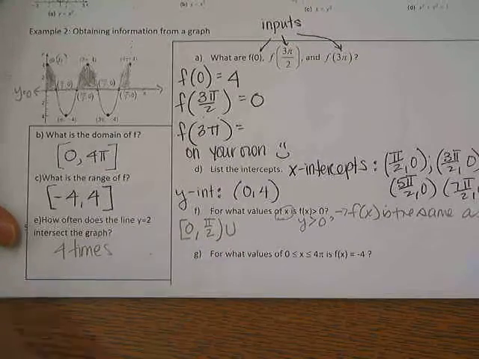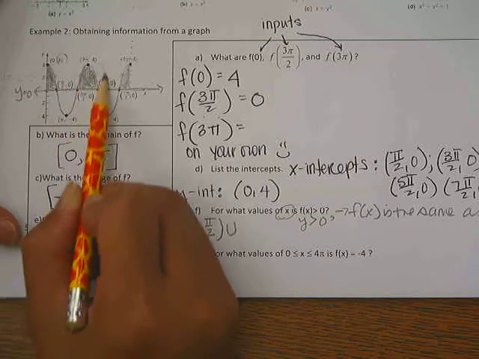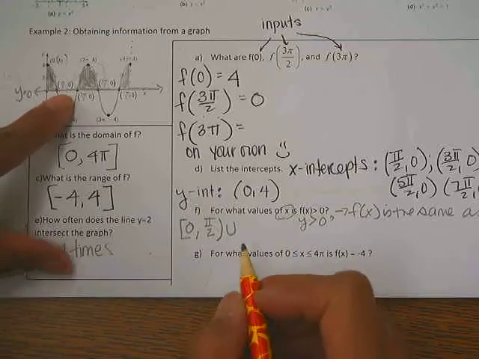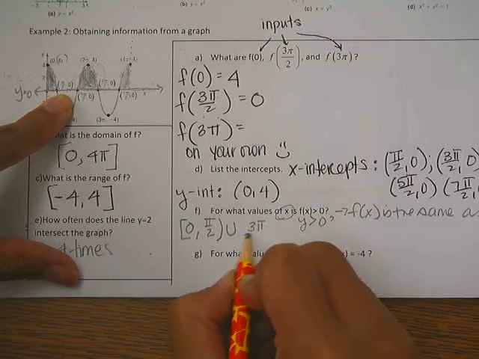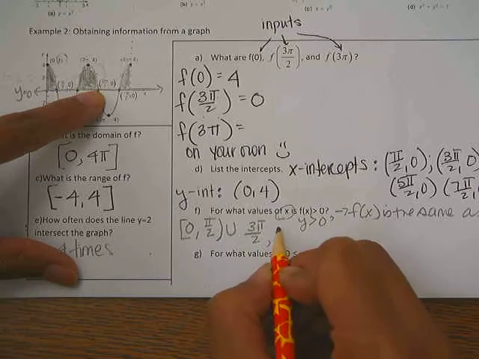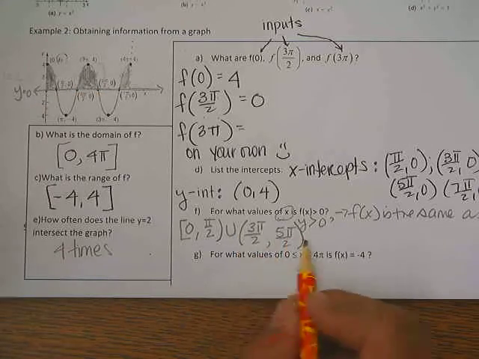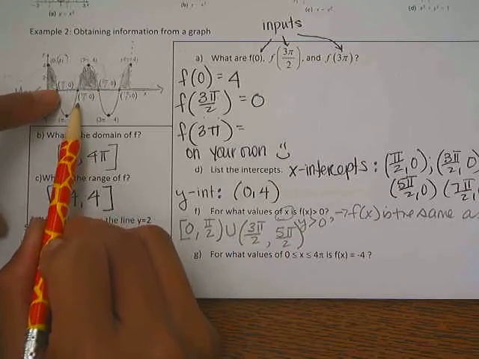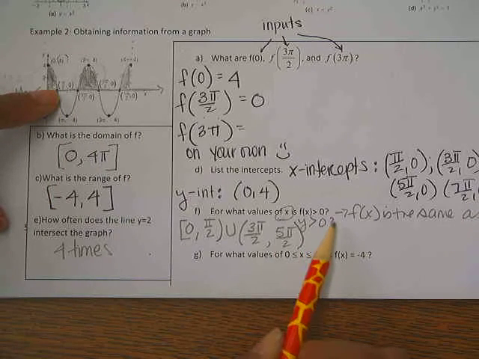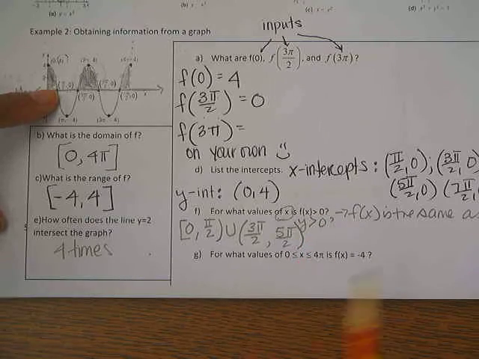Or I have another spot from here to here. Because this whole piece right here, can you see that mountain? It's also bigger than 0. So, at 3 pi over 2, all the way to, over here, 5 pi over 2. I'm not including those endpoints because at 3 pi over 2, y is 0. And 0 is not greater than 0 because it's asking you to find things that are greater than 0.